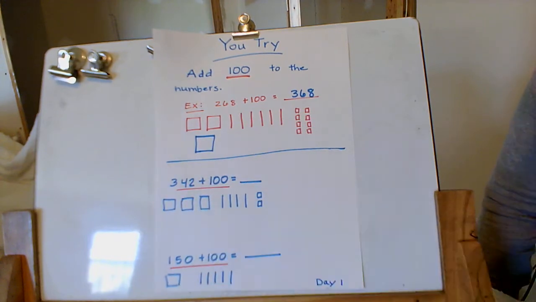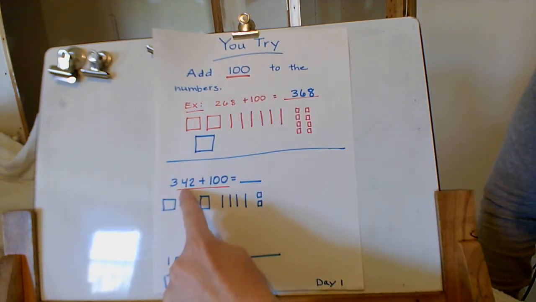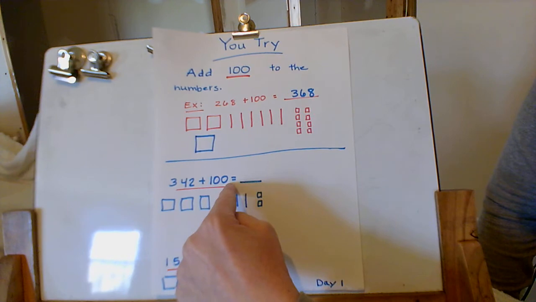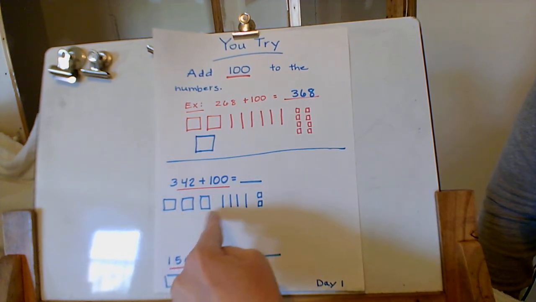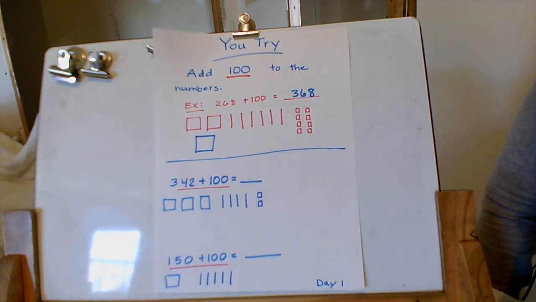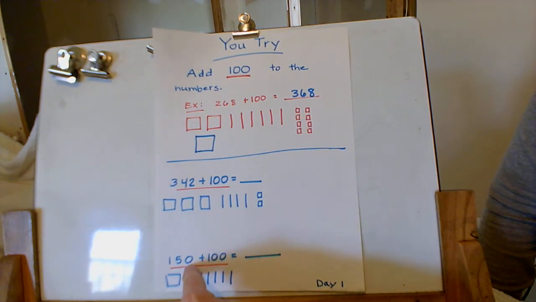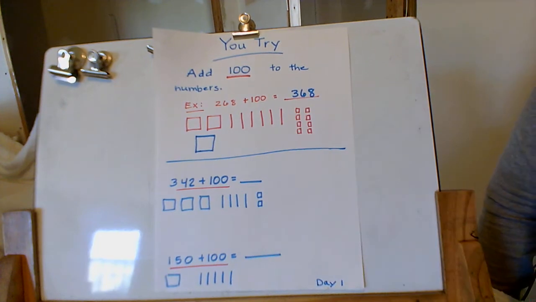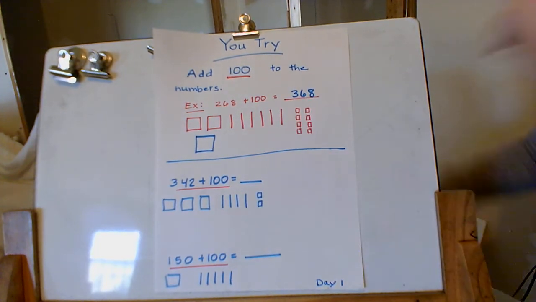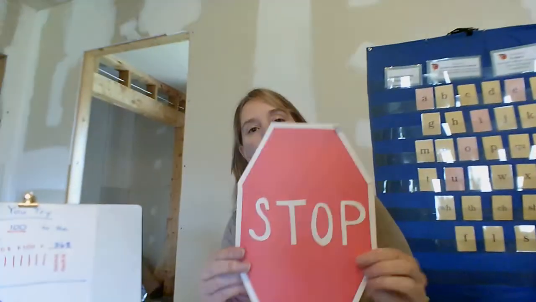So you're going to come down and try these two. 342 plus 100. Well, I drew the 342 for you, but you're going to add 100. Same down here, 150 plus 100. There's my 100, and there's my 50. 0, 1, so there's no ones. Okay, boys and girls, give this a try, and we will see you tomorrow on day 2.